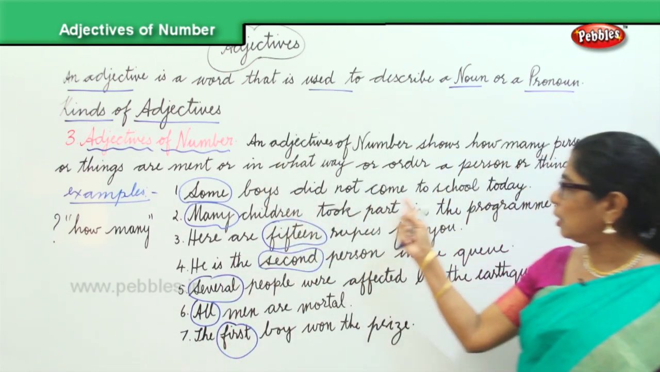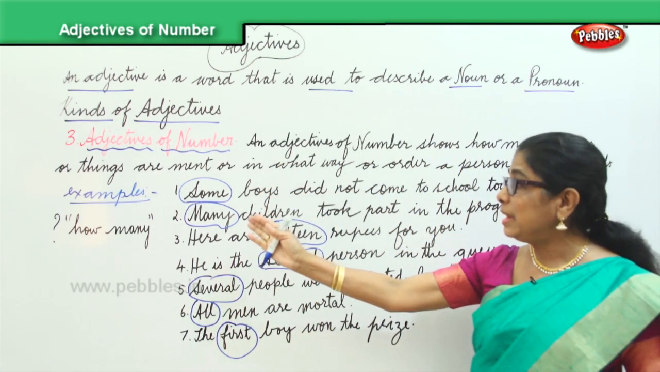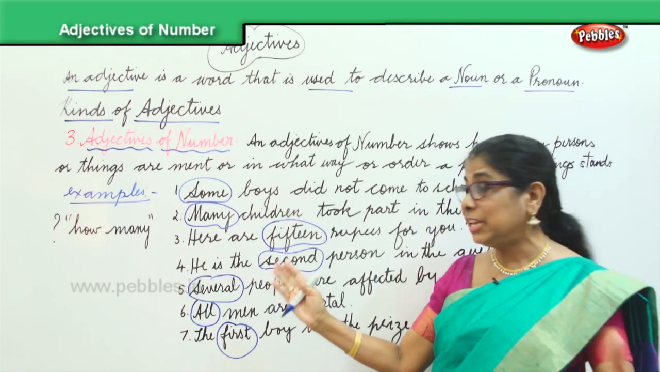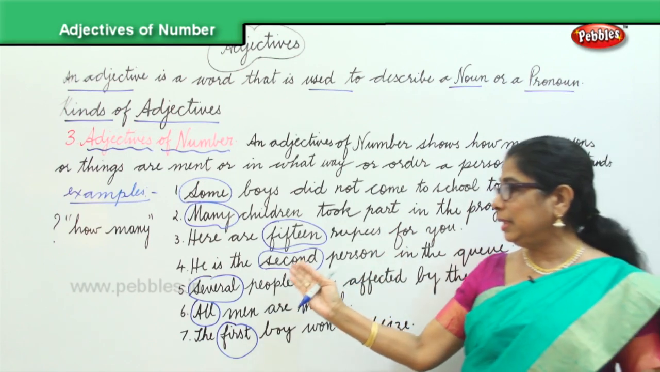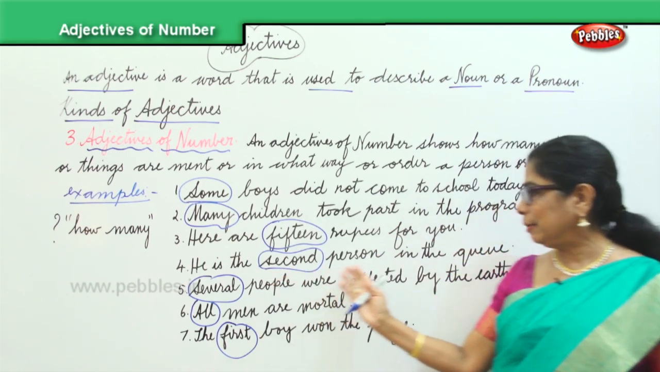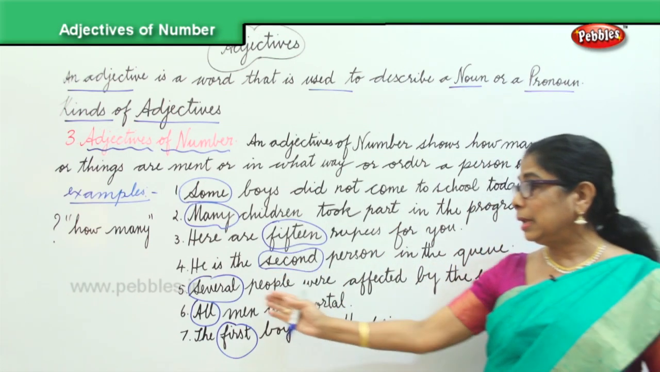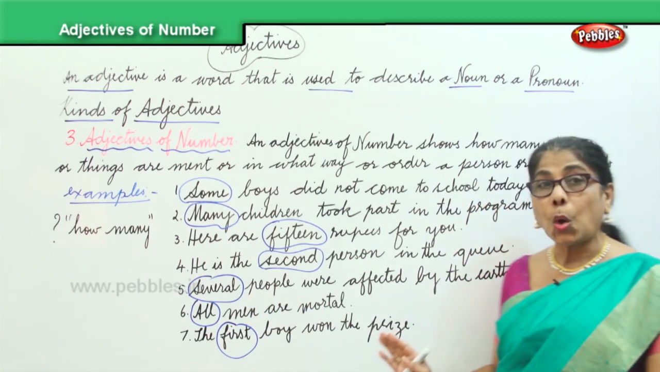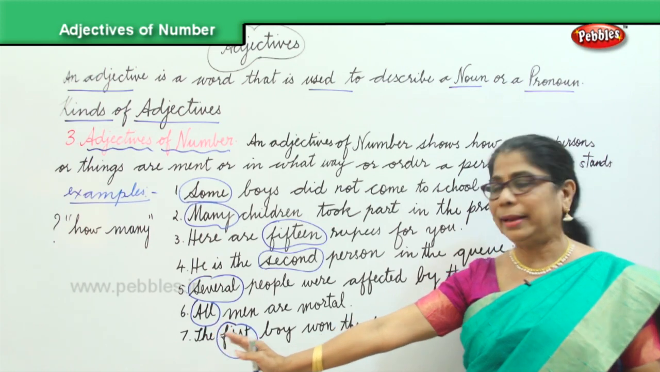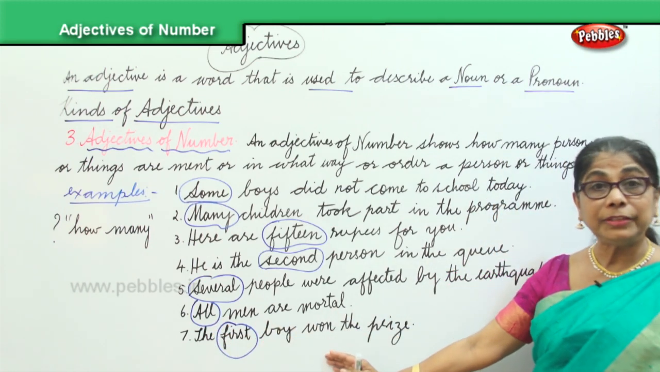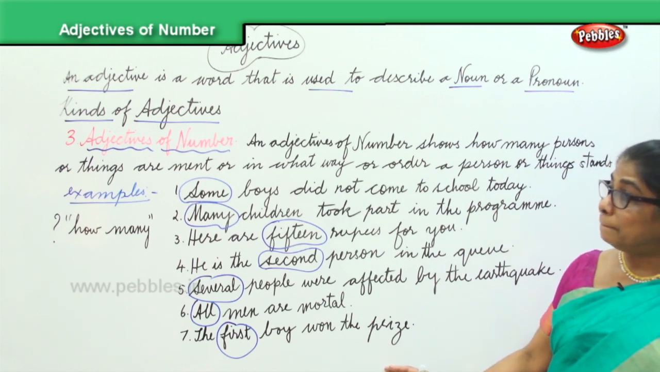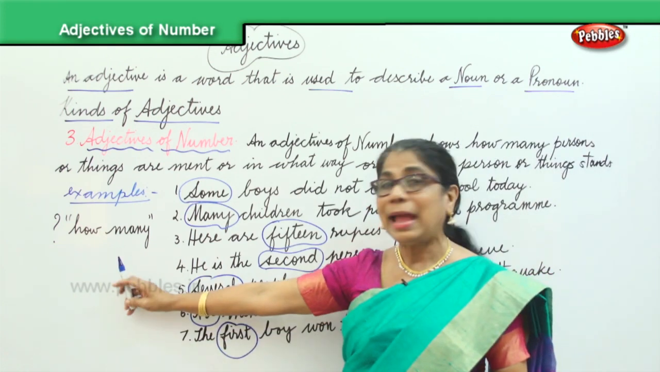Some boys did not come to school today. Many children took part in the program. Here are 15 rupees for you. He is the second person in the queue. Several people were affected by the earthquake. All men are mortal. The first boy won the prize. Adjectives of number answers the question how many.